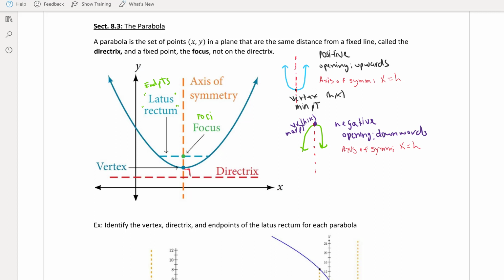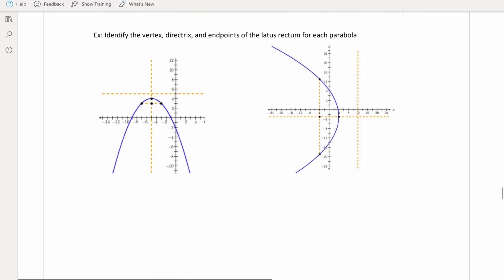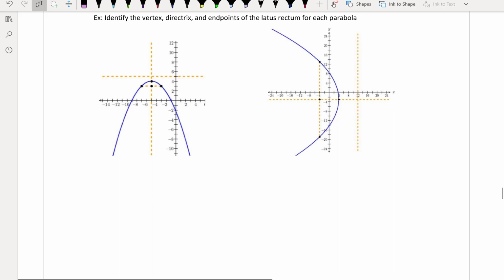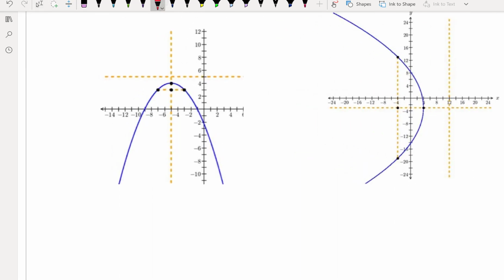All right, so now that we have a general sense of this, we can go ahead and look at this and identify the vertex, the directrix, and the endpoints for each of these parabolas. So let's start by identifying everything that we know. This point right here is going to be the vertex. My vertex is that special ordered pair, and here it looks like it's -5, 4. That is the ordered pair of the vertex.